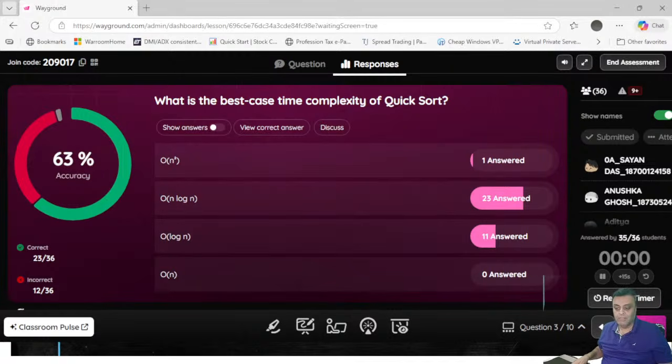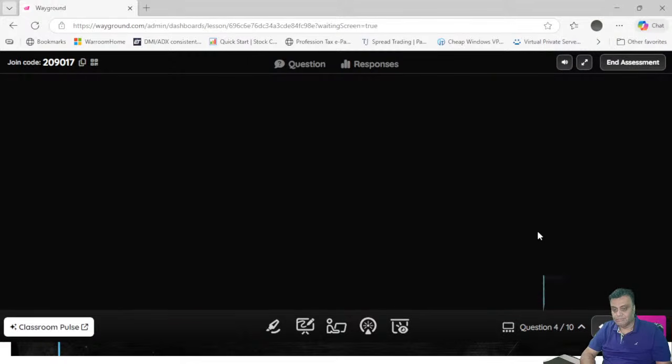So 11 people who answered log base 2 of n, you forgot to multiply it with each level's work. So you are assuming each level you are doing 1 unit of work. But each level you are not doing 1 unit of work. Log base 2 of n is what? Your height of the tree. So that is multiplied by each level's work. Please remember that. N multiplied by the height of the tree. So that's the answer to this.